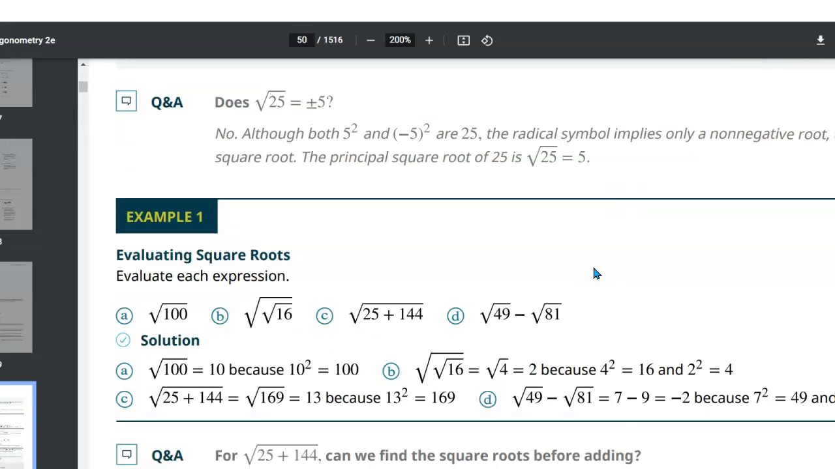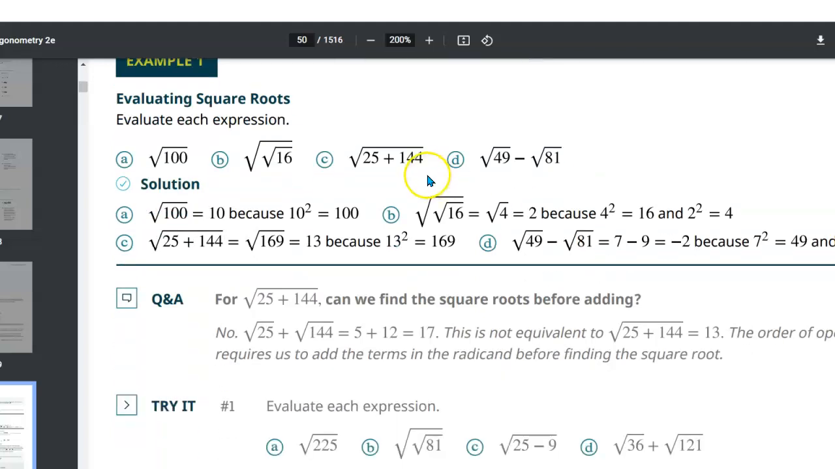So yeah, we talked about square roots, and earlier we mentioned how it very much matters if the plus or minus sign is not inside the radical. Like here, we add first because the plus sign is inside the radical in part C. We'd add the 25 and 144, get 169 because there's parentheses around the whole thing inside part C. And we'd get the square root of 169, which is 13.